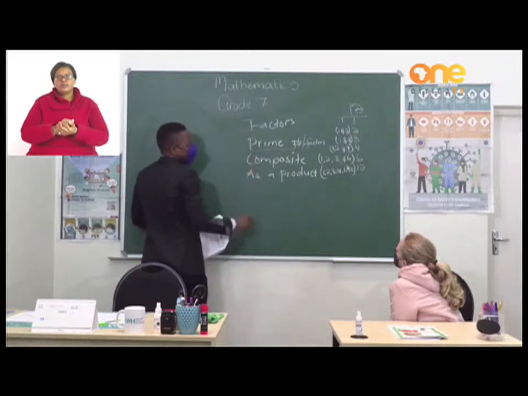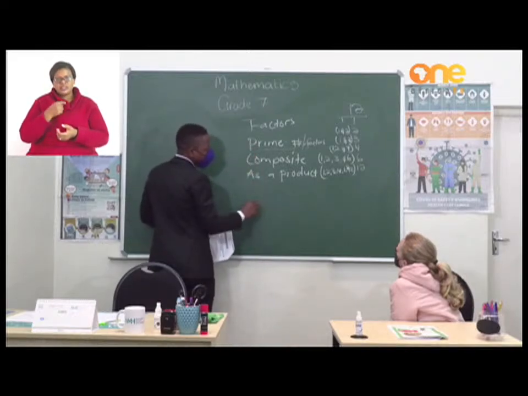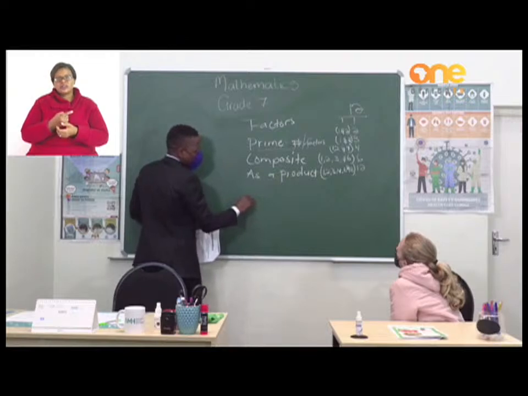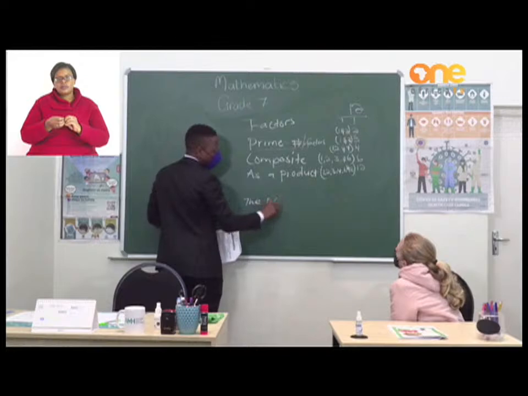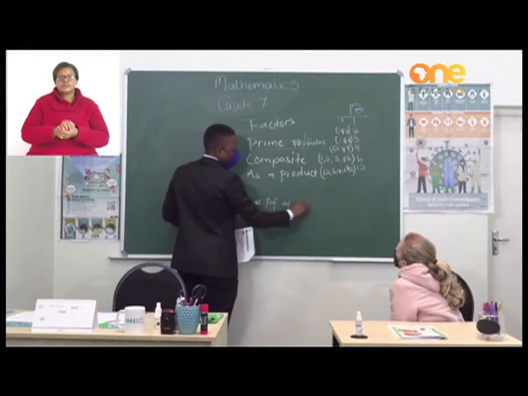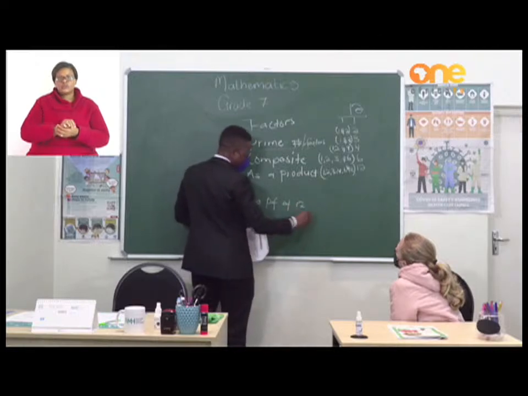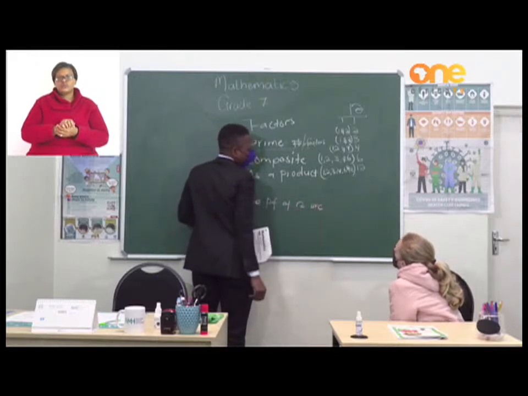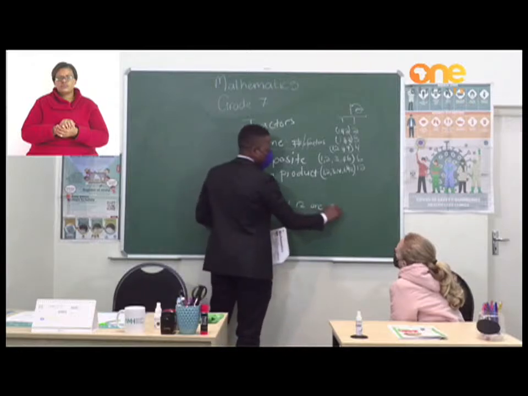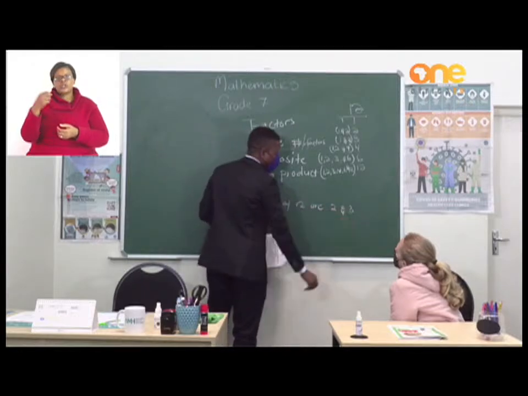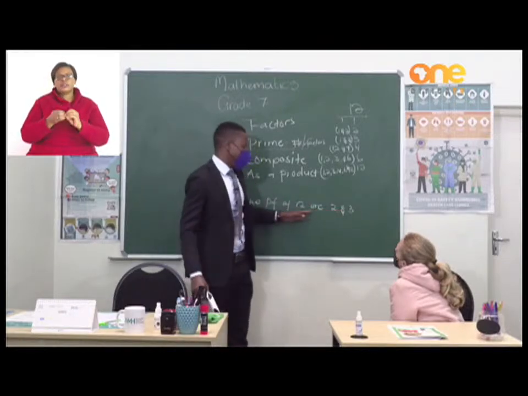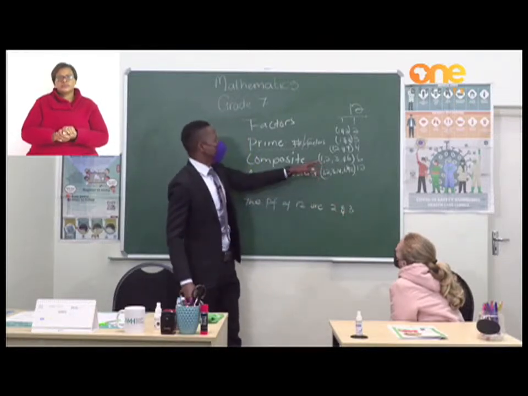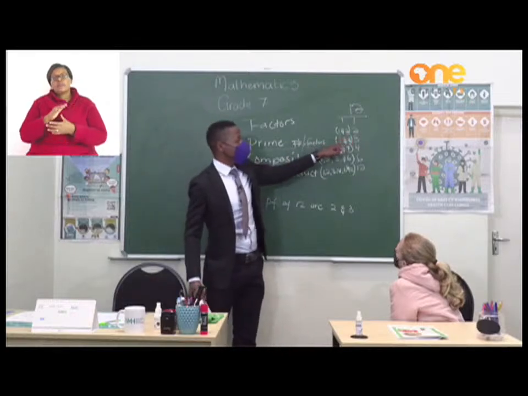To answer this, we say the prime factors of 12 are 2 and 3. The prime factors of 12 are 2 and 3. Why? Because they have only two factors.